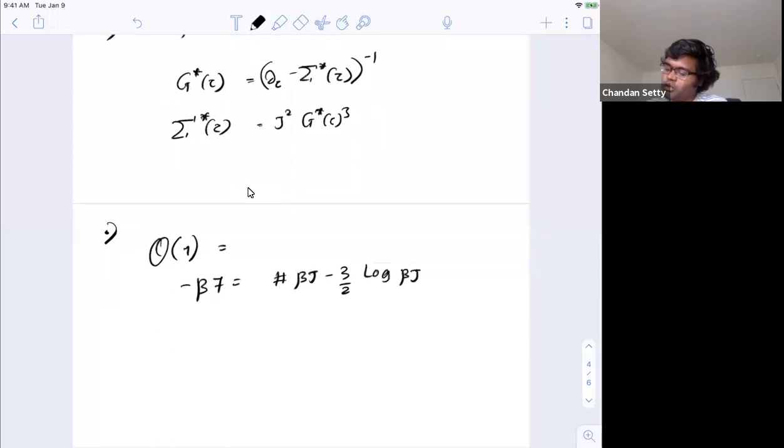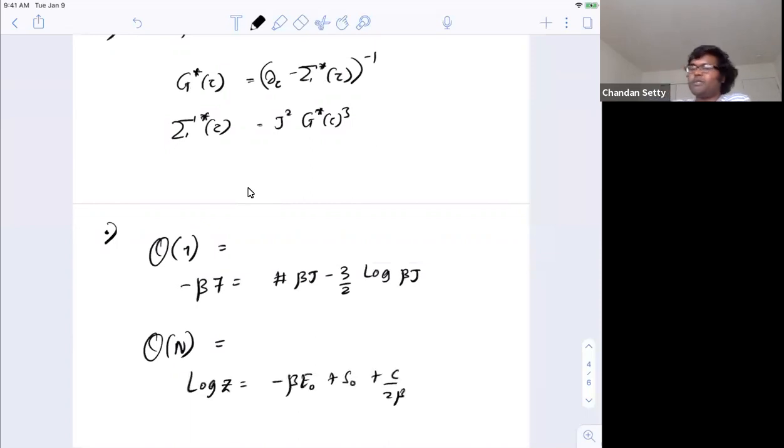So this is the order 1 contribution, and you can also calculate the order N contribution, which will not be important for this talk, simply because we are mainly mapping the fluctuations of the two models to each other. The order N contribution is log Z equals minus βE0 plus S0 plus C over 2β, where C is the specific heat and S0 is the entropy. All of these quantities, E0, S0, and C, are proportional to N, so that's why this is order N. And there is no N coming into the free energy contribution at order 1.